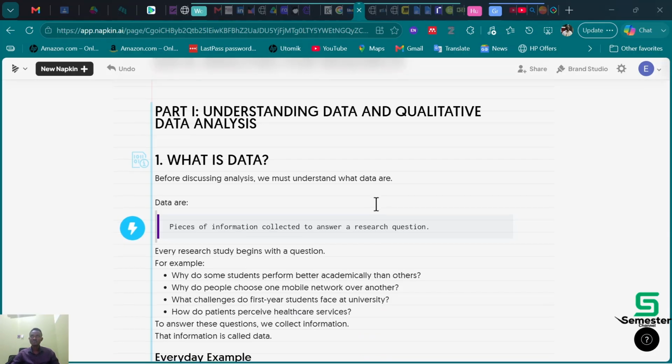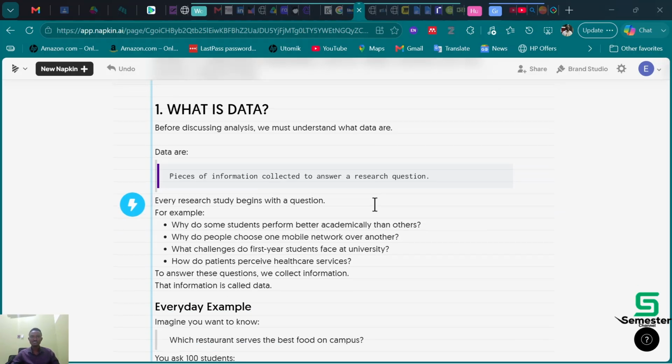What is data? Many times students tend to confuse themselves on what data is and what information is, and they are not the same. All right, one leads into the other. So data is a piece of information, right, that is collected to answer a research question, right? It's a piece of information that is collected to answer a research question. And every research study begins with a question or an objective.